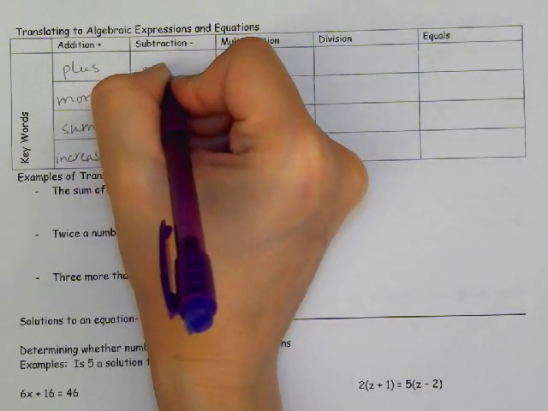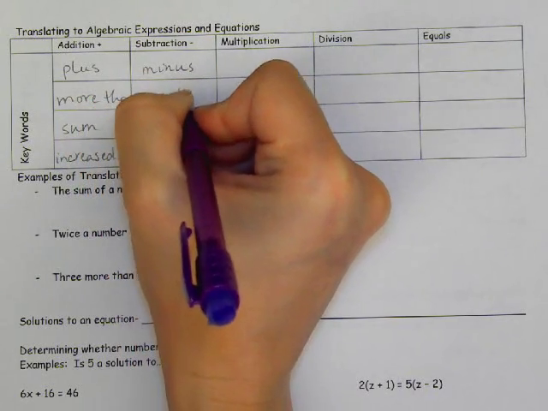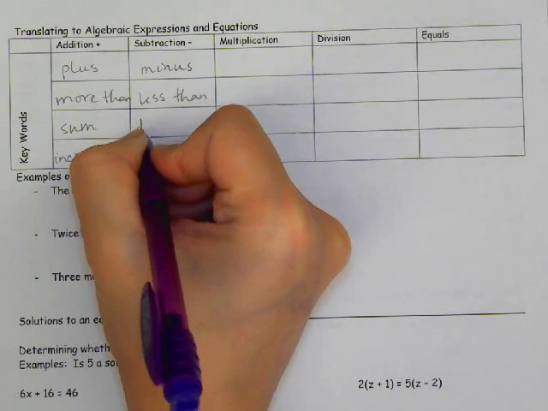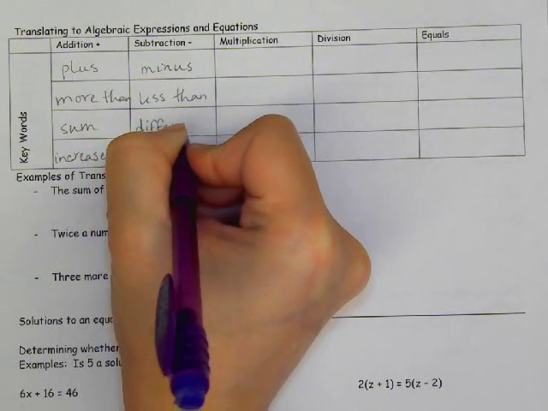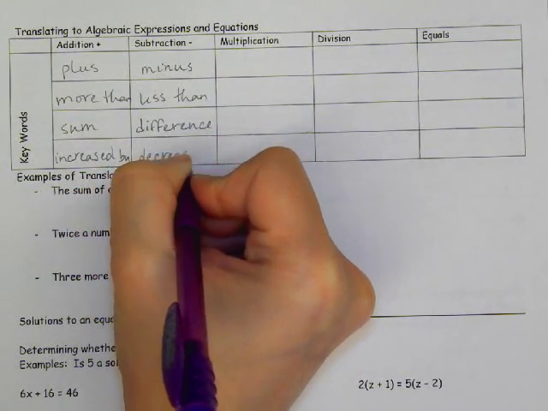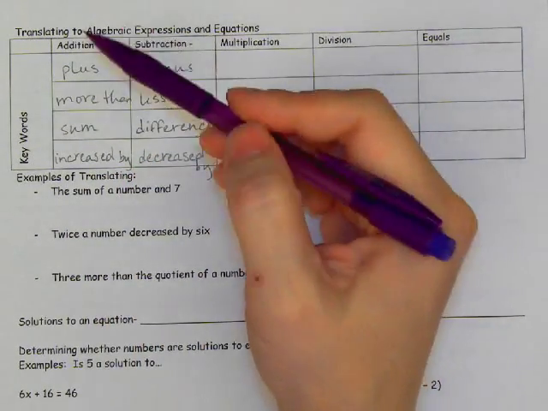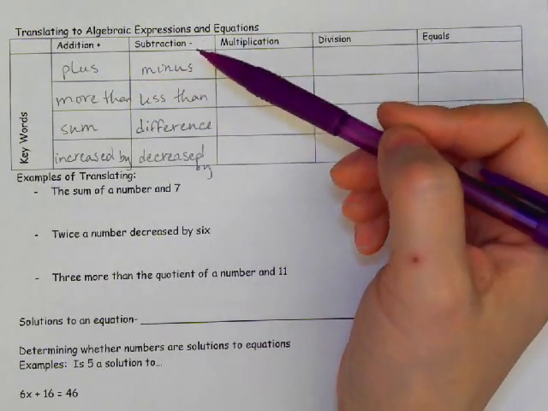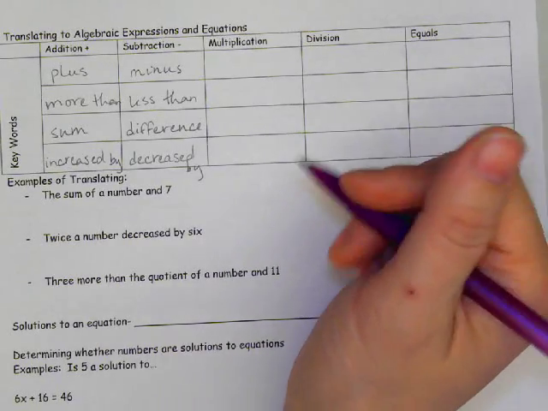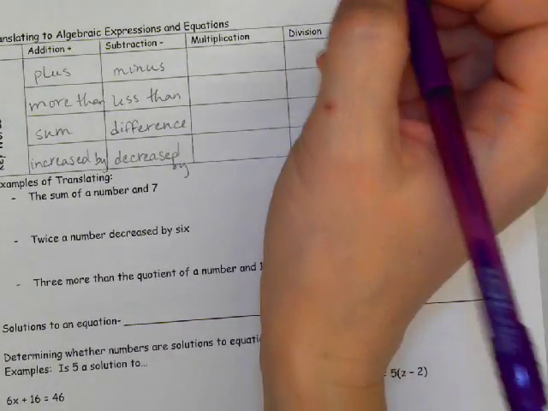For subtraction, minus, less than, difference, or decreased by. And it matters when you're subtracting. When you're adding, you can do that in any order. But when you're subtracting, you need to be careful that you're sure which one is being subtracted. That order makes a difference.